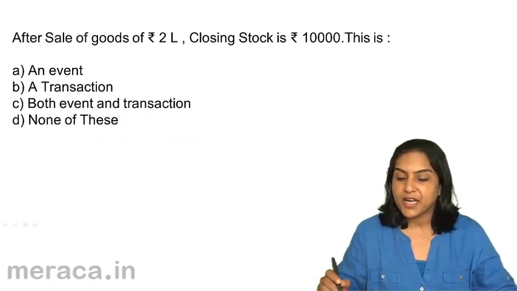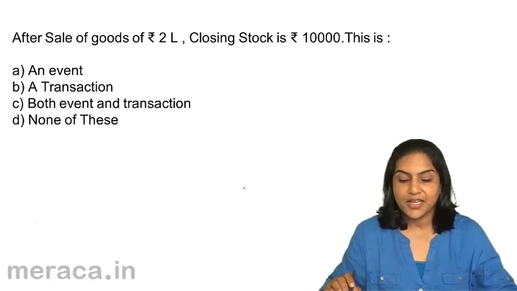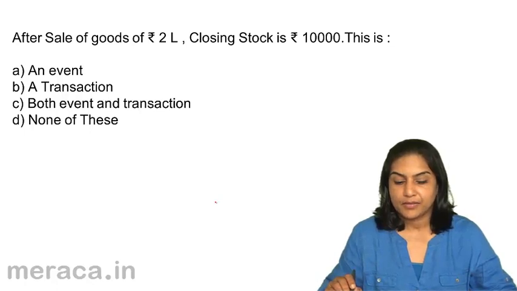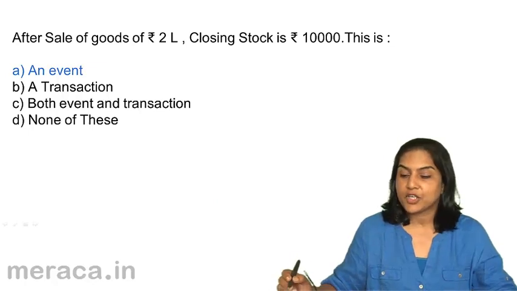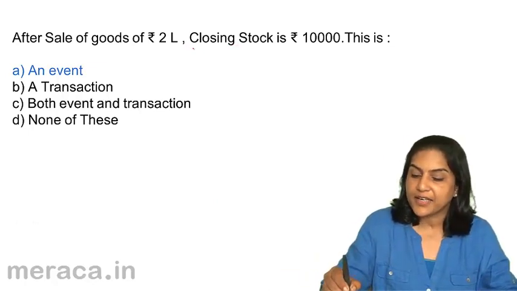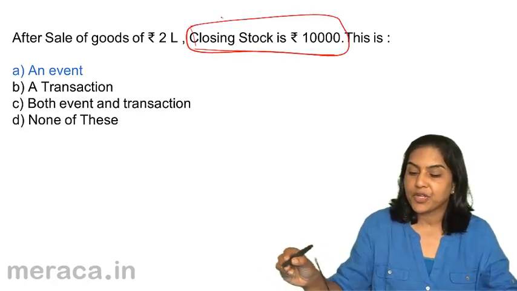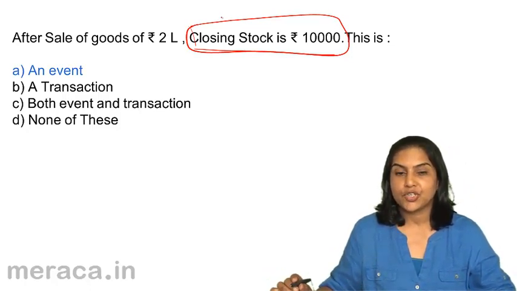Next. After sale of goods of rupees 2 lakhs, closing stock is 10,000. This is A, an event; B, a transaction; C, both event and transaction; D, none of these. Closing stock is an event. Correct answer A. Closing stock is a result and is therefore the event. Sale is a transaction, but closing stock is an event.